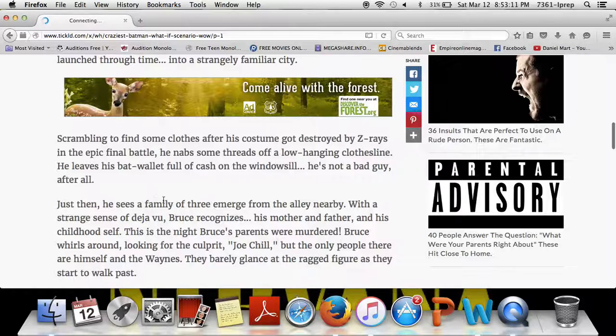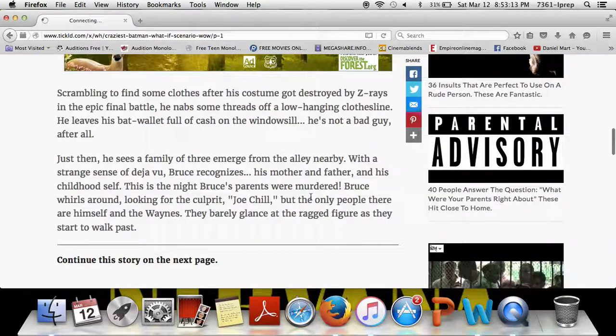Just then, he sees a family of three emerge from an alley nearby with a strange sense of deja vu. Bruce recognizes his mother and father and his childhood self. This is the night Bruce's parents are murdered. Bruce looks around for the culprit, Joe Chill, but the only people there are himself and the Waynes. They barely give an answer at the ragged figure as they start to walk past. So yeah, just off that, I think we all know where this is heading.